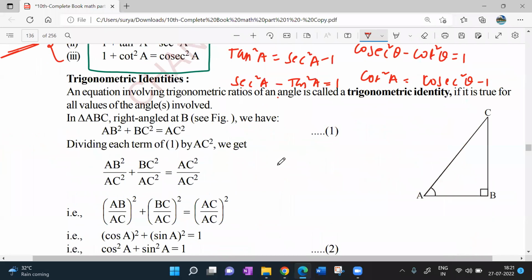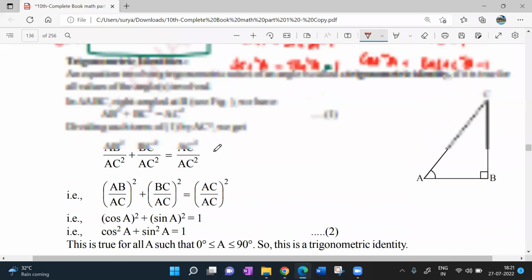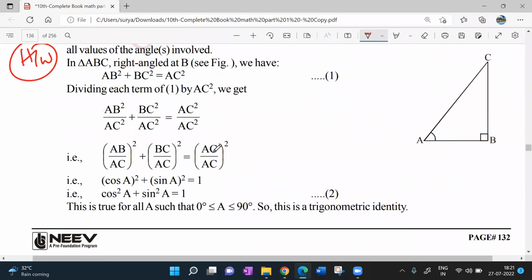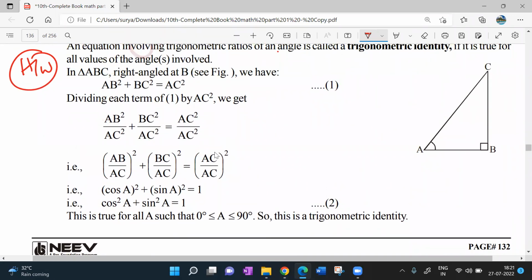So you can prove them very easily. I'm giving you this proof as homework. Very simple, very dead easy actually. There is nothing to explain. Please go through this. We know that you take a right angle triangle, and we know the Pythagoras theorem. This is the Pythagoras theorem.